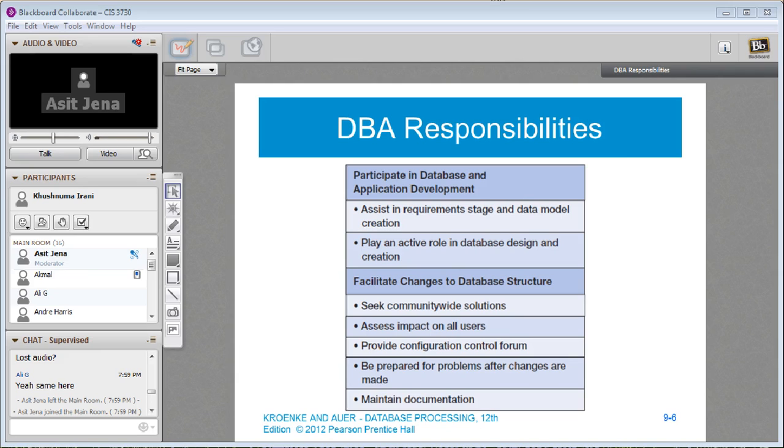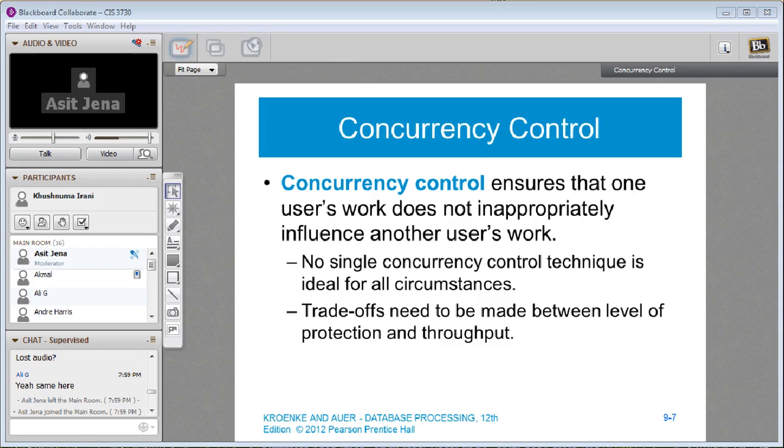Facilitate changes to database structure. Seek community-wide solutions. Provide configuration control. Prepare for problems after changes are made. Maintain documentation. So basically, they help design the logical design, the conceptual model. They help design and make changes to the database structure. They prepare documentation. They do the disaster recovery. Lots of things that the DBA is responsible for.